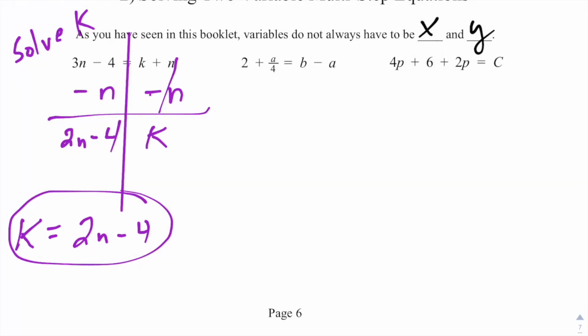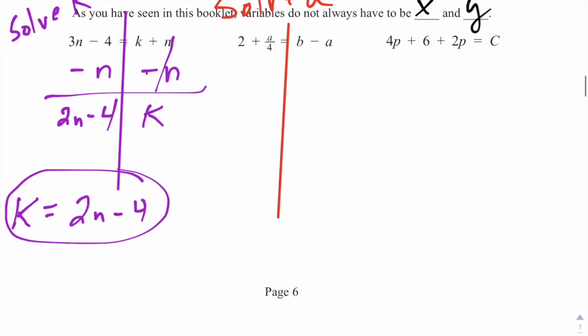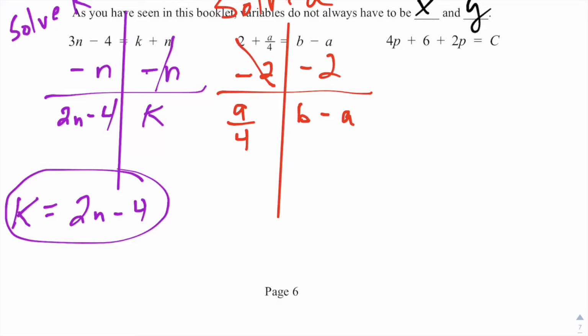Next example, I want to solve for a. Again, I want to draw my balancing point. This one's a little trickier. This one's going to take a few steps, okay? So stick with me on this, all right? Because I got to do a couple little weird things here to kind of get this to work out. So the first thing I want to do is subtract 2 from both sides of the equation, all right? Because I want to get this a with this divided by 4 kind of isolated. So that's going to cancel out these 2's, and that's going to give me a over 4 on that side, and on this side, I'm going to have b minus a minus 2.